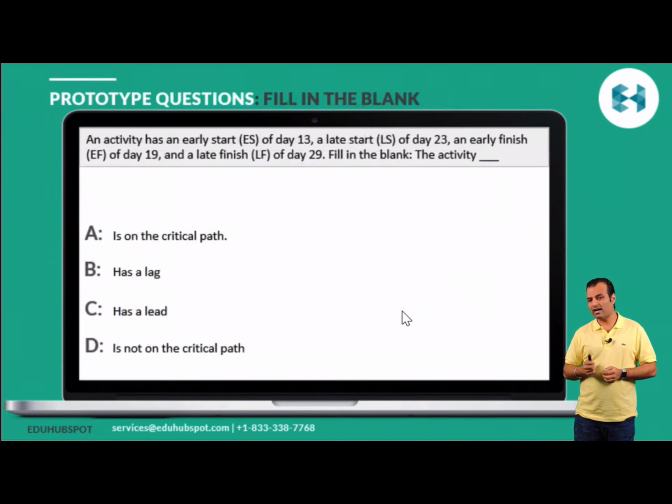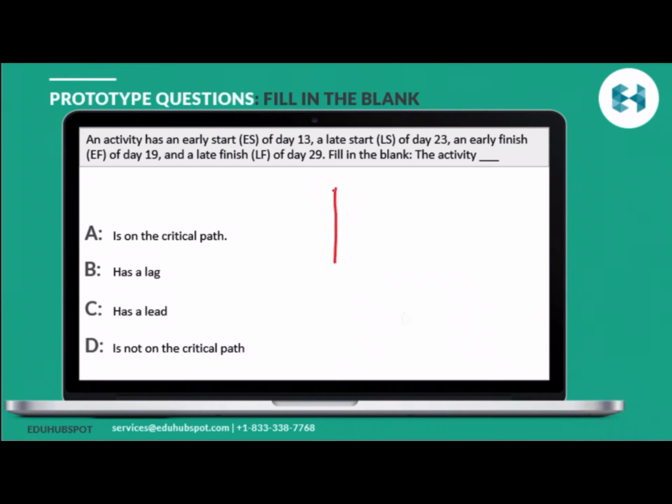Let's see the last type of question, which is: an activity has an early start of 13, a late start of 23, an early finish of 19, and a late finish of 29. Fill in the blank. So basically they are asking you fill in the blank type of questions. I know you may or may not know what the correct answer is, or what early start and early finish are. It's absolutely fine. If you want me to explain, I can show it to you right now.